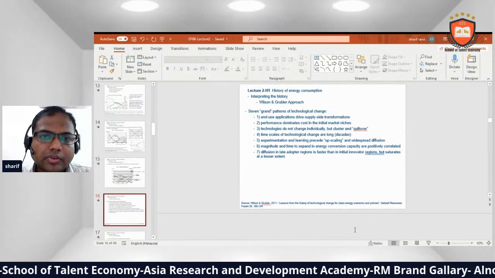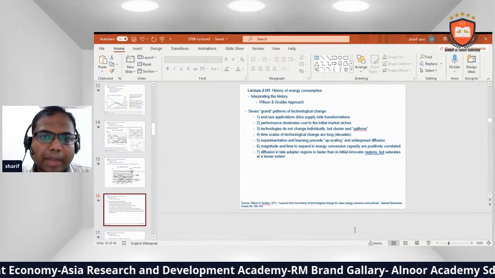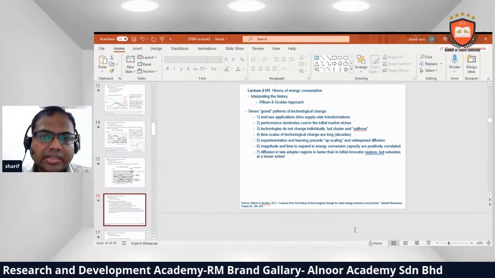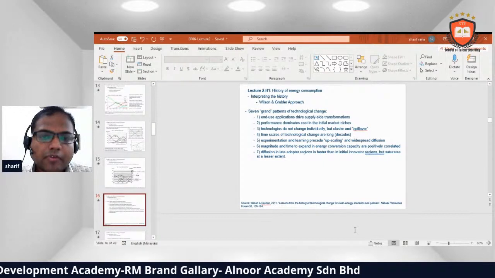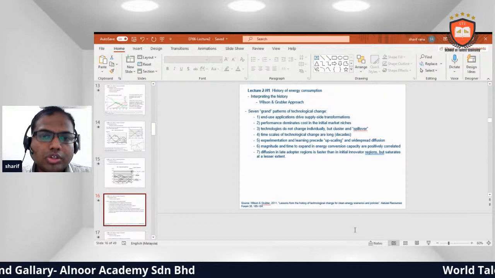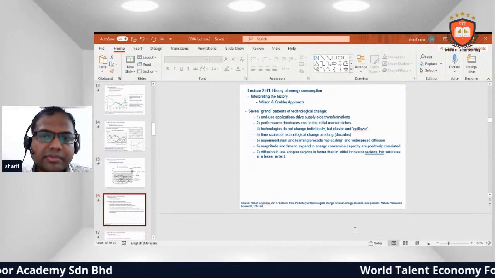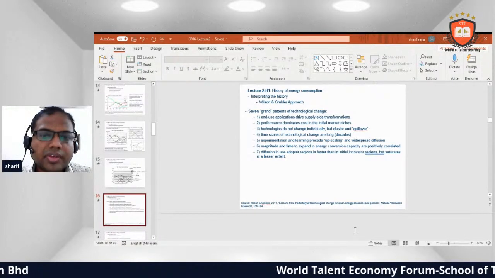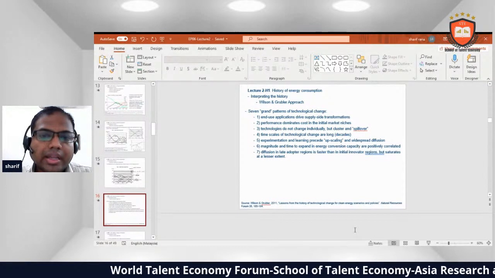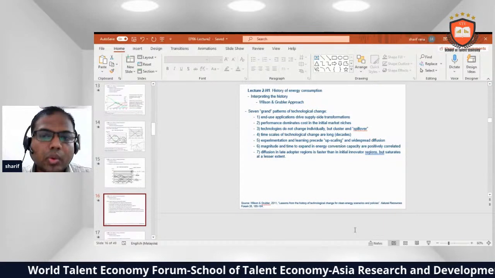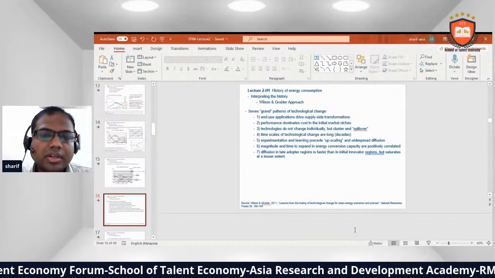Seven patterns of technological change: end-use applications drive supply-side transformation, and performance is dominant over cost in the initial market niche. Technologies do not change individually but cluster and spill over. The time scales of technological change are long. Experimentation and learning precede upscaling and widespread diffusion.